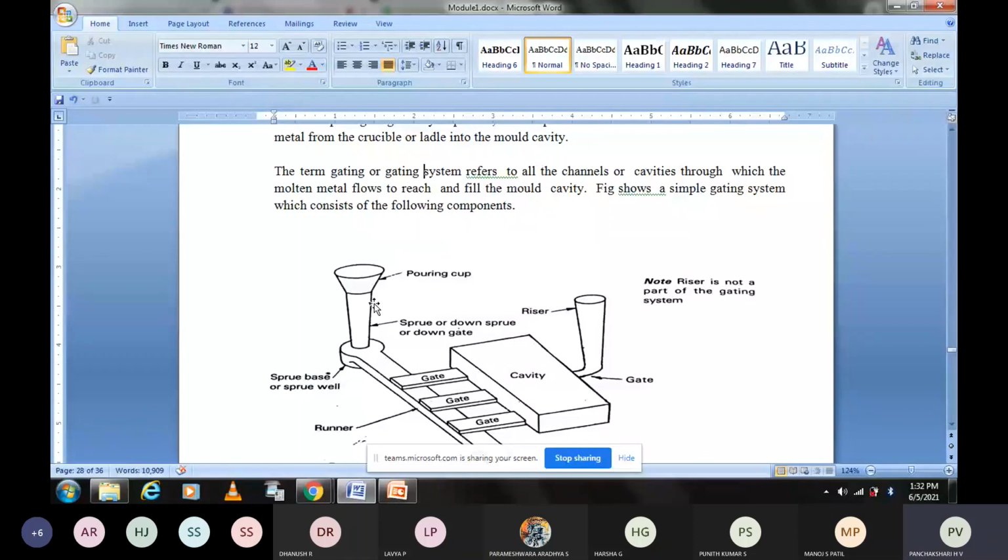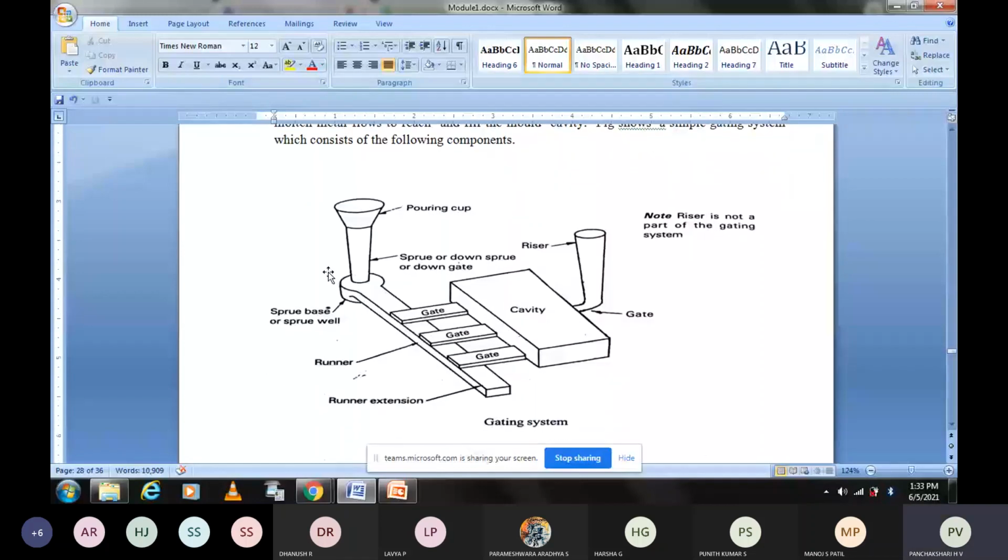So therefore, the allowance is given. So the taper is given like this. So this is the pouring cup. Liquid metal will be added here. So the liquid flows down through the sprue or down sprue or down gate. Through this it will come down. Once it comes down, then you can see there is a long channel. This is the long channel through which the liquid metal flows. It collects from here and then it flows like this. This is called the runner, a channel through which the liquid metal flows.